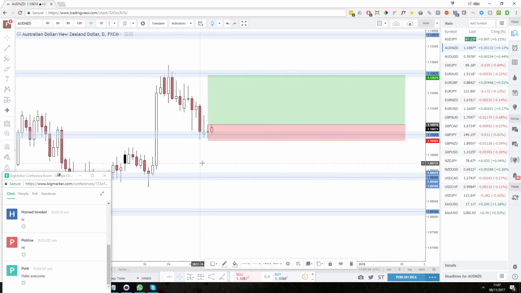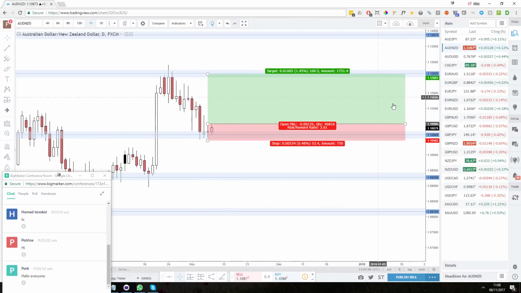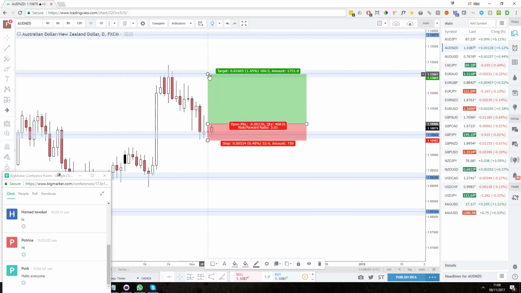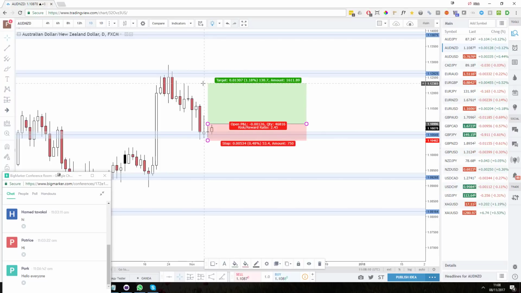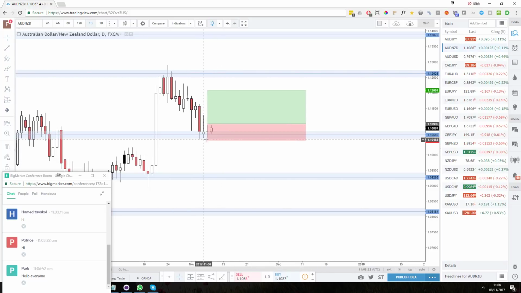Continuation trades, they obviously give us a better risk to reward ratio and a better chance of success than reversal trades. There's nothing wrong with taking reversal trades. Reversal trades are still the main type of trade I take, and they are very profitable if you do them right. But continuation trades just generally have a better chance of success. So this one actually looks pretty decent. I mean, it has a good risk to reward ratio, hasn't triggered yet.